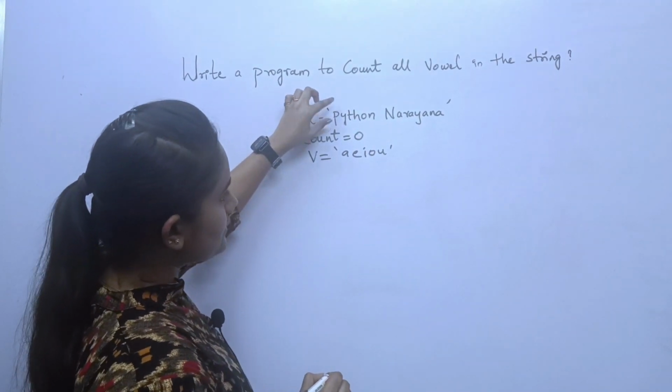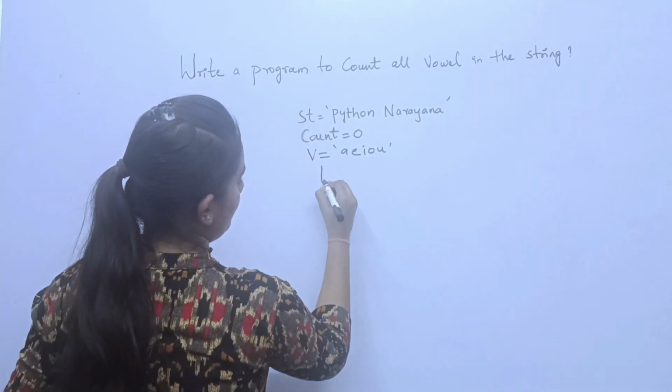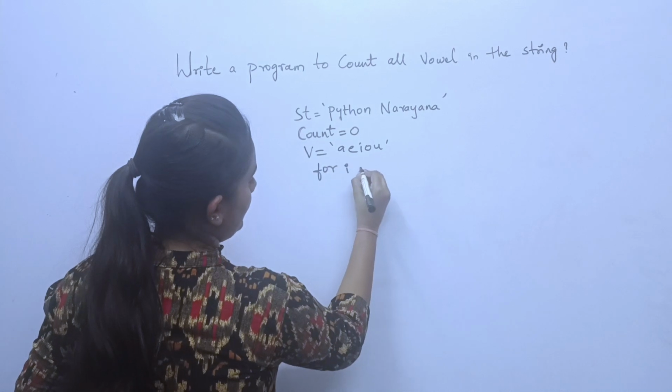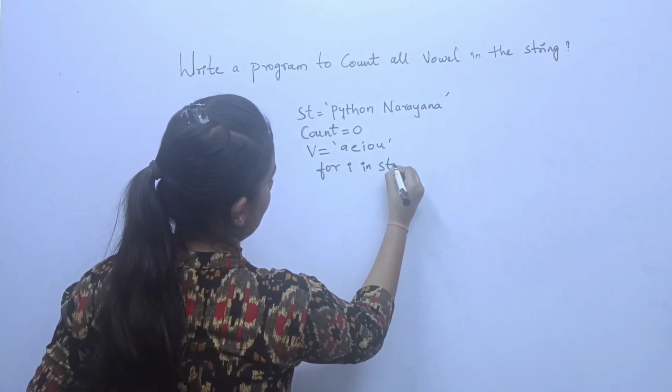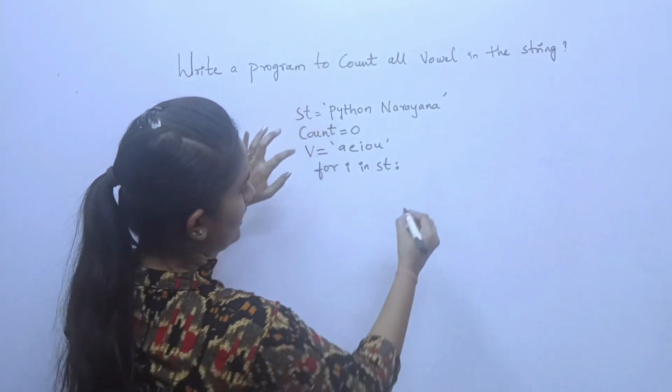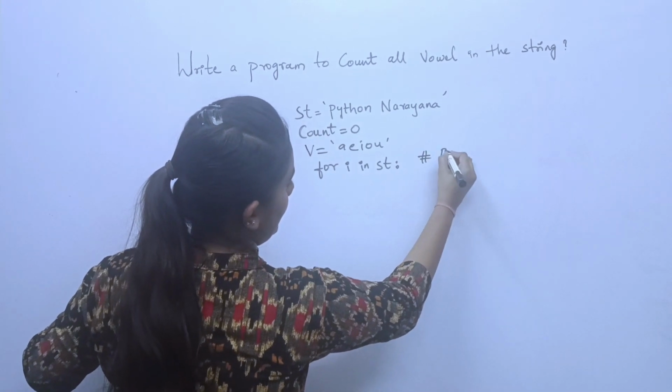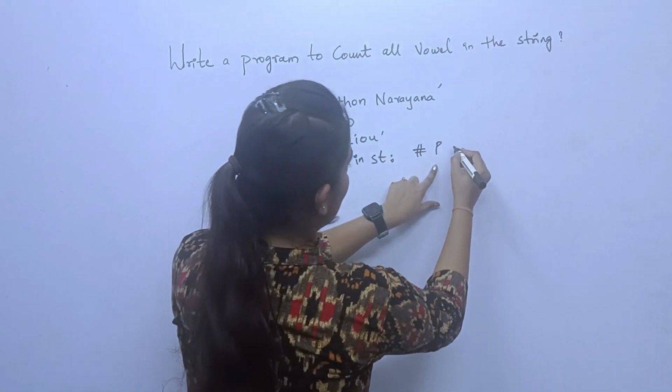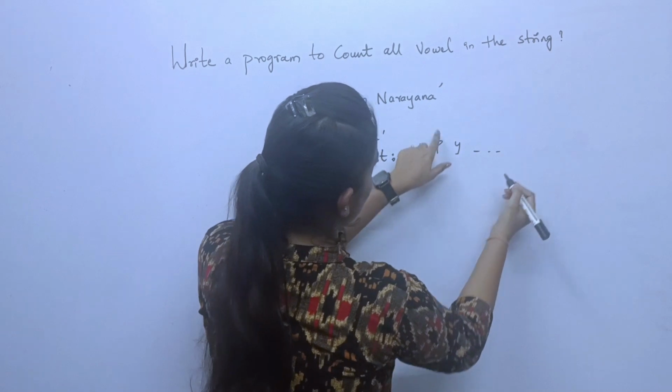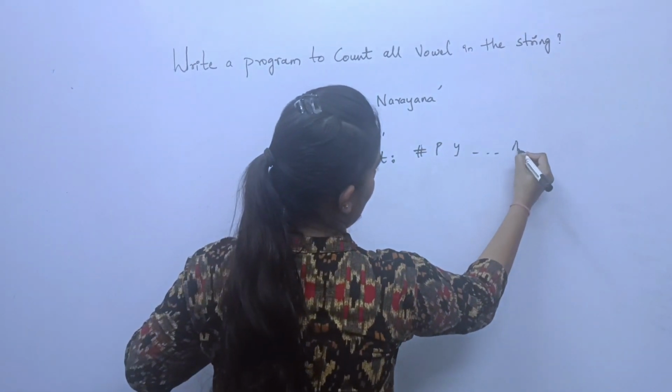The first character is I, so for i in st. The first time, the i value will be P. Then the second time, the i value will be Y. And so on, up to the last character, A.